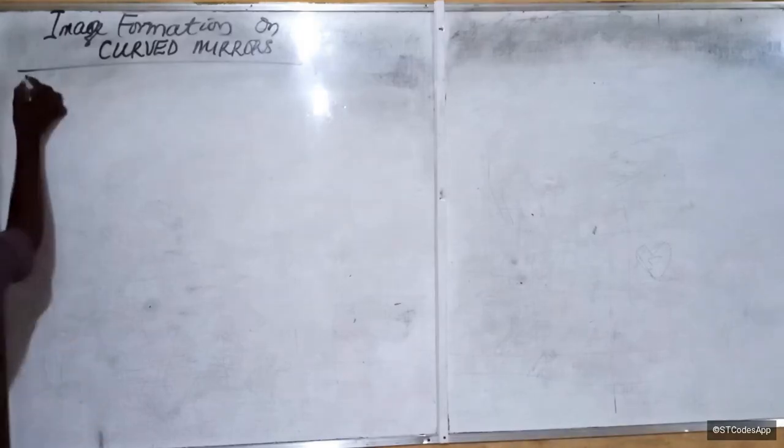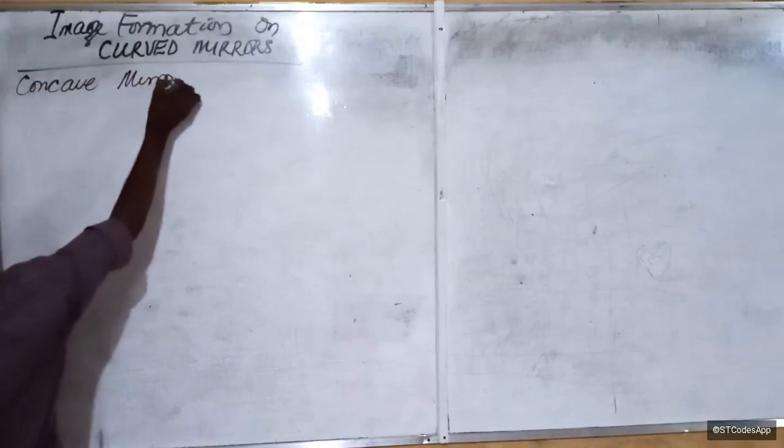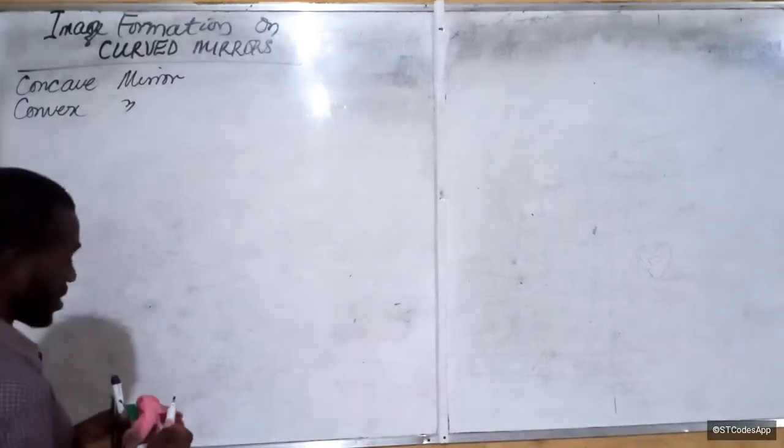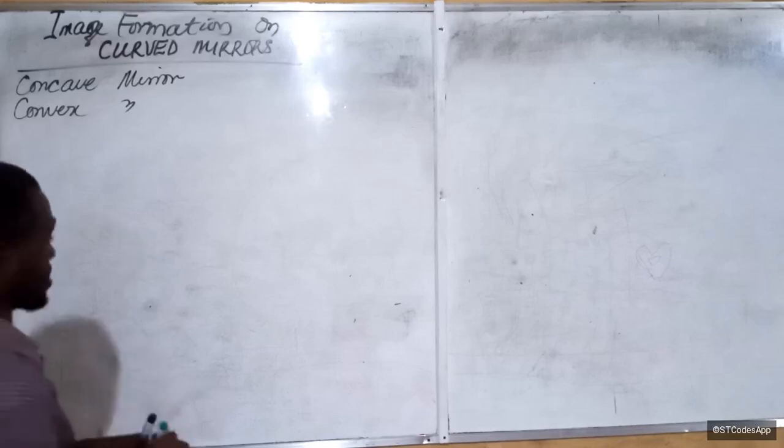So we have the concave and the convex. In this case, the concave is the one that's going to have many diagrams because the images formed are position based. Do you understand? So now, what is a concave mirror?